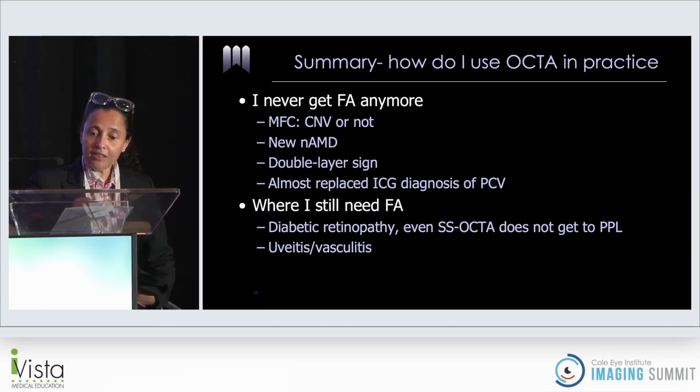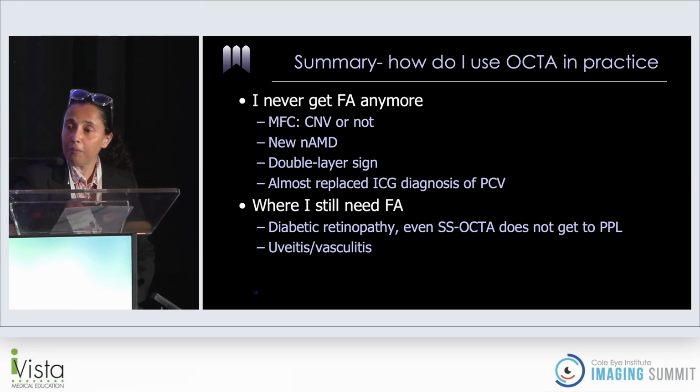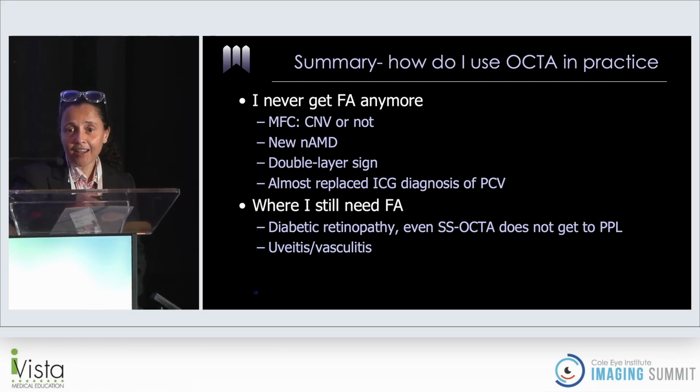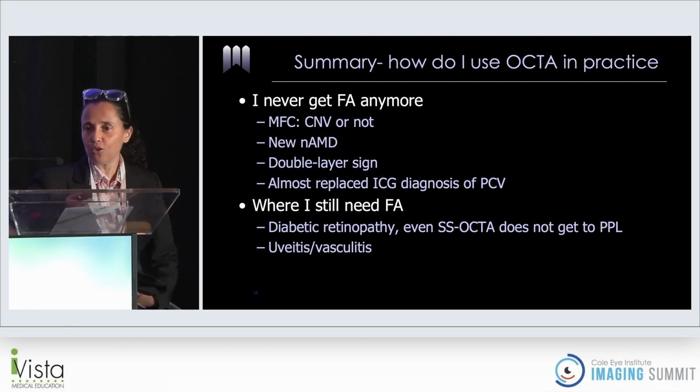And so in AMD, I hardly ever get an FA anymore. I can't remember the last time I got it, and now with the OCT criteria for polyps, I find I'm not getting ICG either. So we're relying on the OCT and the OCT angiogram to make the diagnosis and follow these patients, because really, even though we keep writing about it, there's no biomarker for activity on OCT angiography.